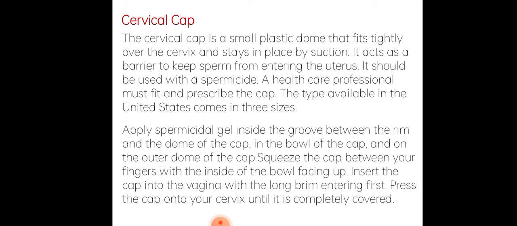Apply spermicidal gel inside the groove between the rim and the dome of the cup, in the valve of the cup, and on the outer dome of the cup. Squeeze the cup between your fingers with the inside of the bowl facing up. Insert the cup in the vagina with the long brim entering first. Press the cup onto your cervix until it is completely covered.